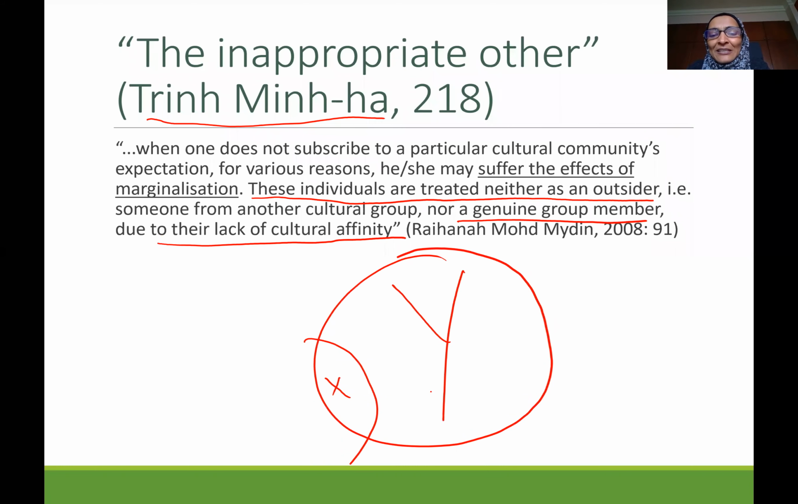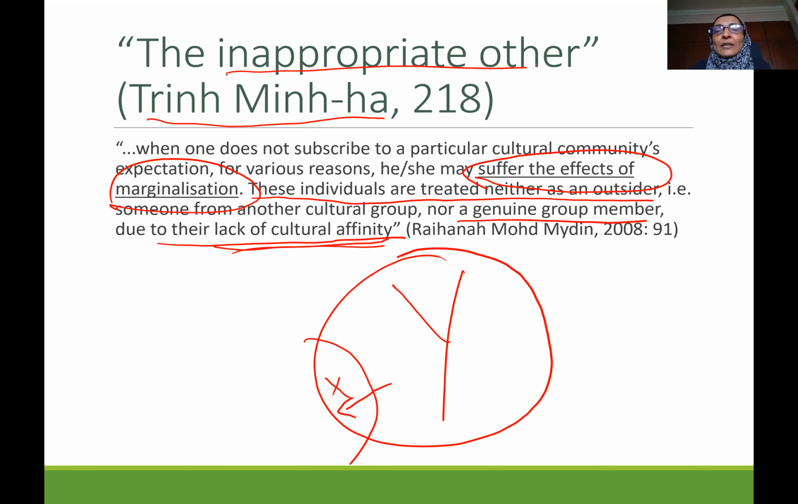Whatever the culture is, the individual moves away, a little bit like Ravi in The Return, when he challenges some of the cultural values of the Indian society in the estate that he grew up in. So he's not an outsider, he's not a non-Indian, he's an Indian, but he suffers the effects of marginalization because he does not share their cultural values. And this is a concept called the inappropriate other. So in gender studies, maybe writers create characters who are female, but do not subscribe to the feminine expectations of society. Or maybe they are men, but they don't subscribe to the expectations of masculinity of the society.